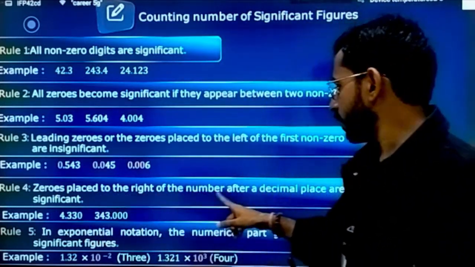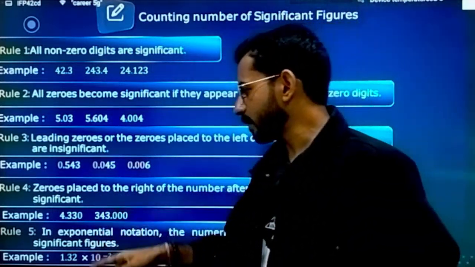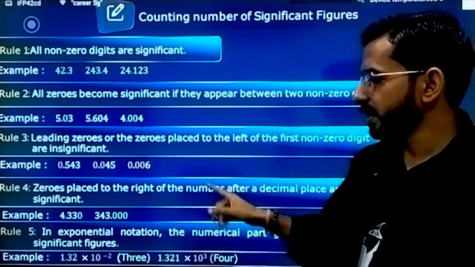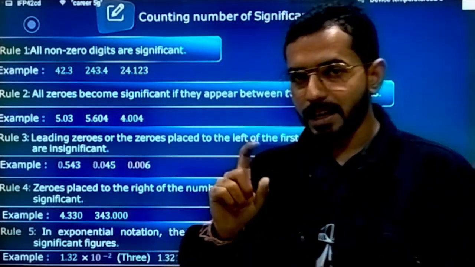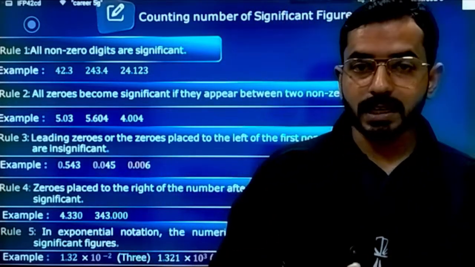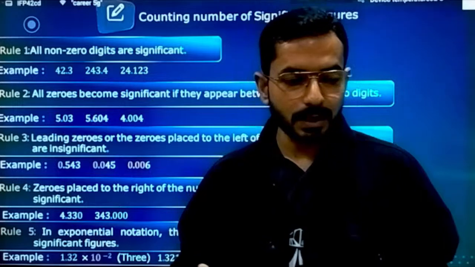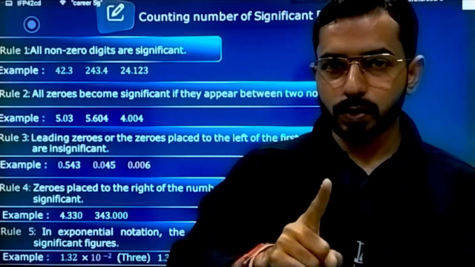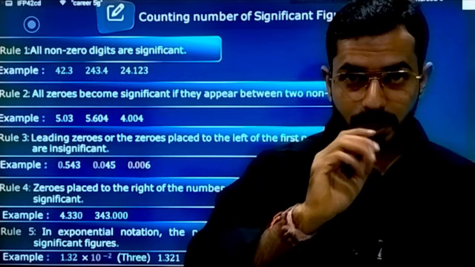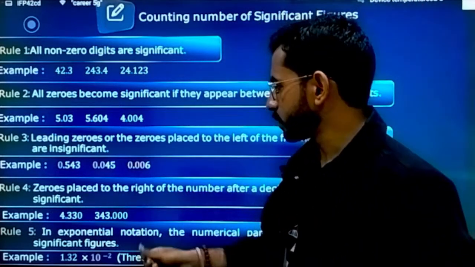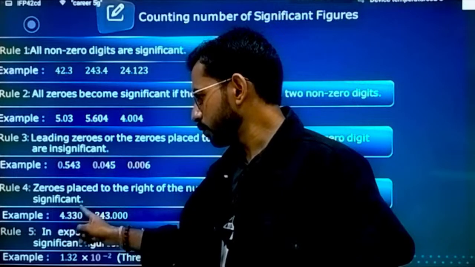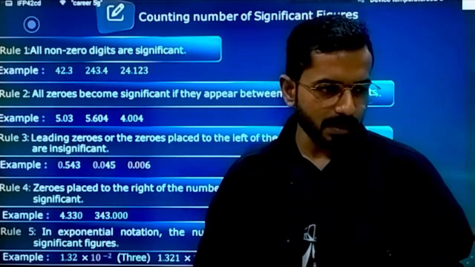Come to the next one. Zeros placed to the right of the number after a decimal place are significant. After a decimal place, if a zero is placed, then it will be calculated as significant. You cannot make it insignificant. What is important is zero at the end and after the decimal. These 2-3 things you have to always keep in mind, otherwise you will only get confused. So here, if I ask how many significant digits are present, I can simply say, sir, 1, 2, 3, 4. 4 significant digits are present.